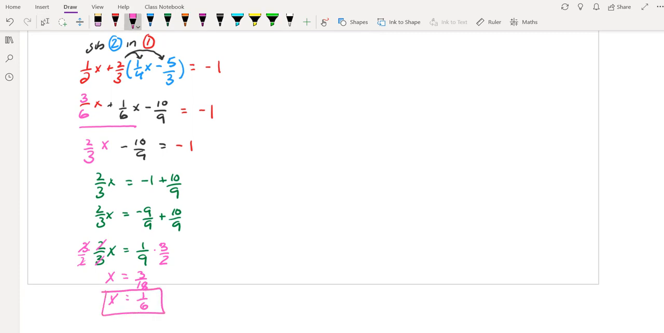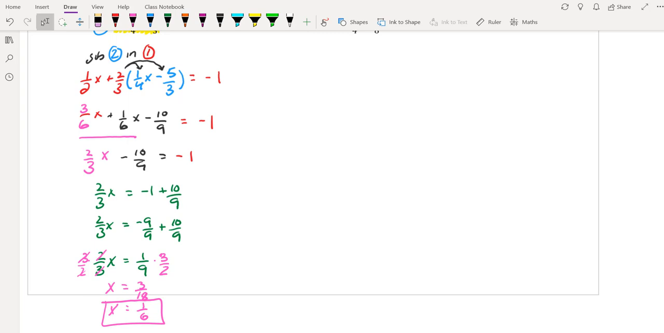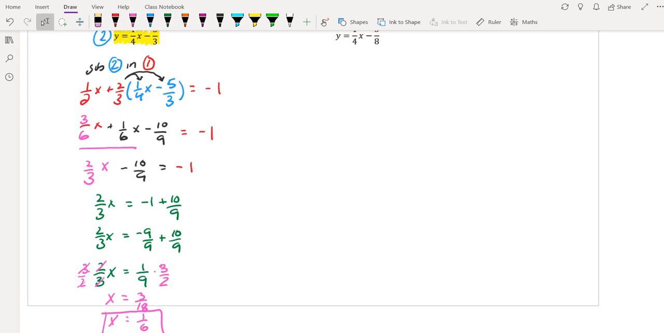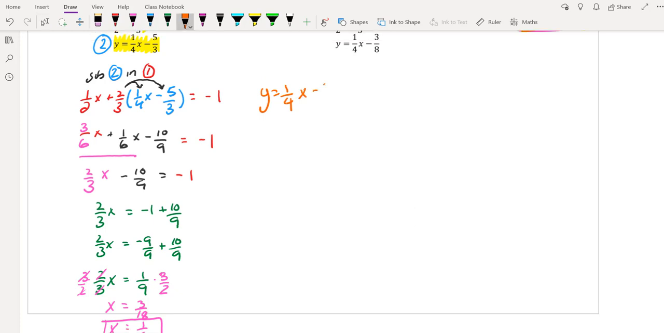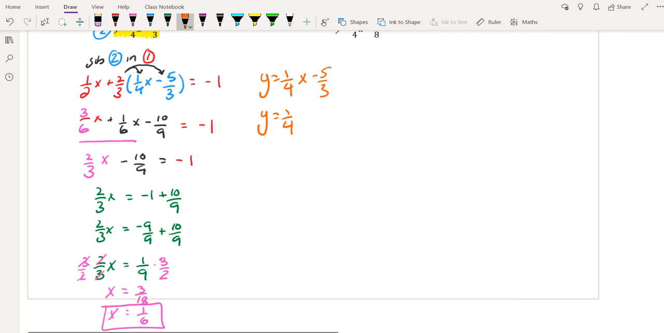Now that we have an x value, we can find our y value by plugging into one of the equations. Right? So our equation for y was y is equal to 1/4 x minus 5/3. Now we can take our x value and substitute that into there. So we have y is equal to 1/4 times our x value, which was 1/6, minus 5 over 3. We clean this up, we end up with 1 over 24 minus 5/3.